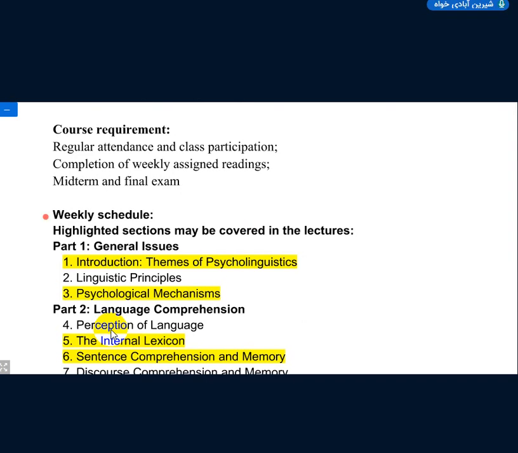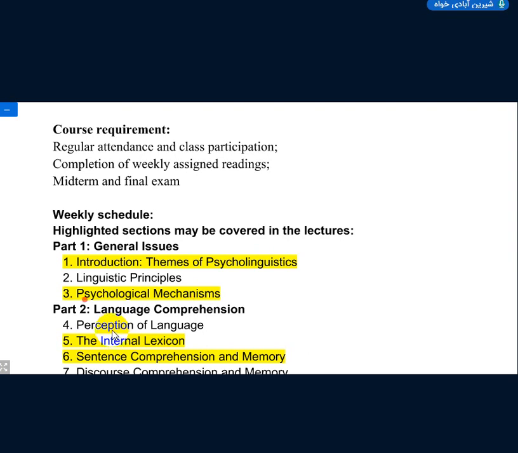So based on the textbook weekly schedule, since some of the students asked about the syllabus, it's quite clear here from the textbook. You can see that we will cover chapter 1. The first part is for today. Next week we will cover the second part of the chapter. And then we will study psychological mechanisms.